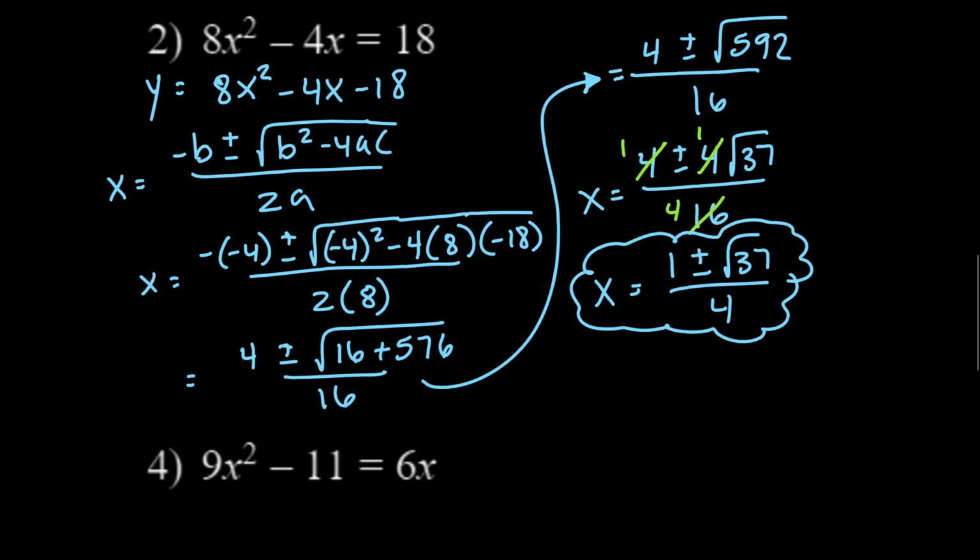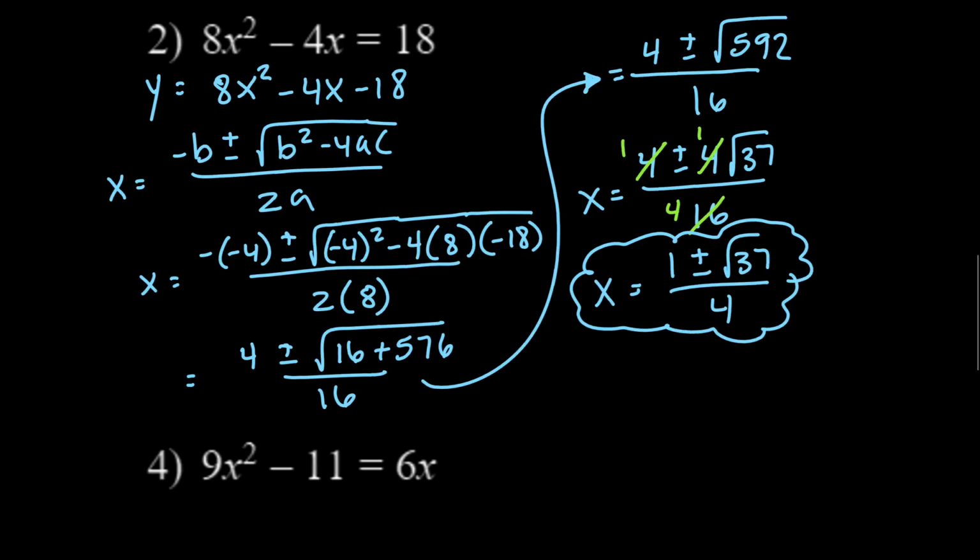Do I need to break that down a little more? Did I just blow your brains? Does everyone understand what happened? Those are your solutions. These are your solutions: 1 plus square root of 37 divided by 4 and 1 minus square root of 37 divided by 4. That's as simplified as I can get it.